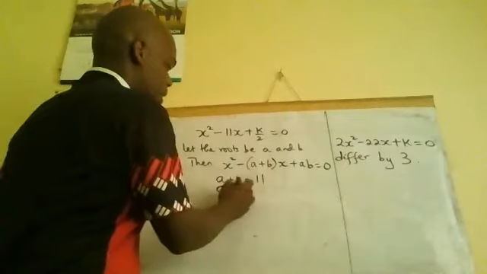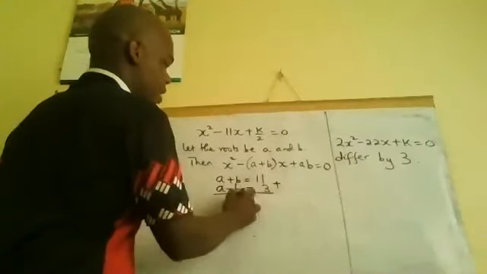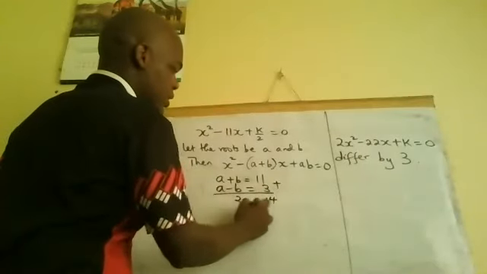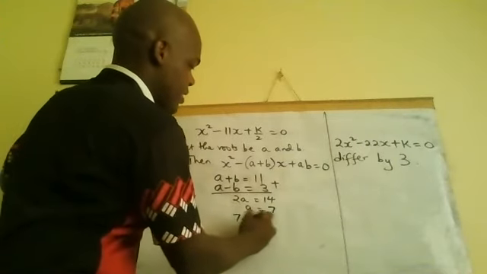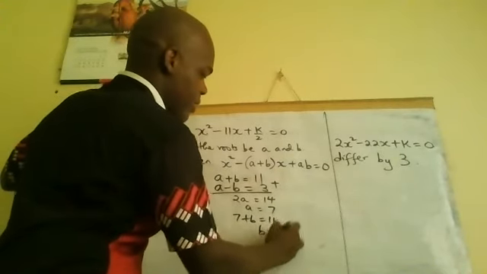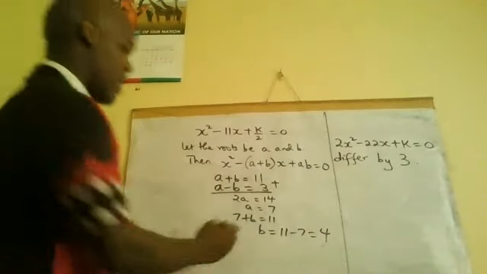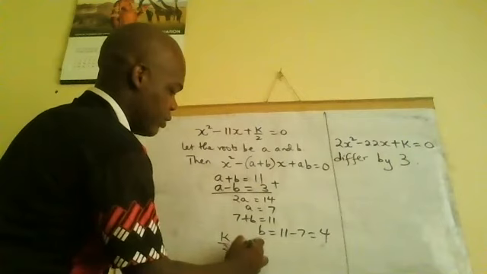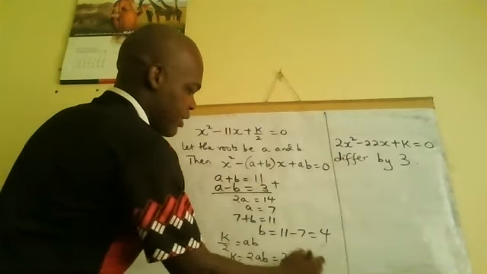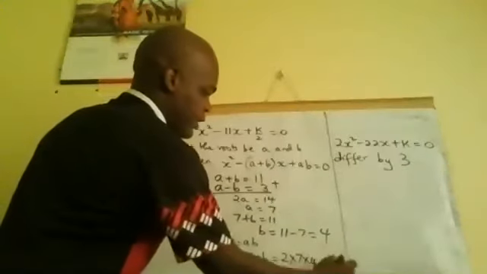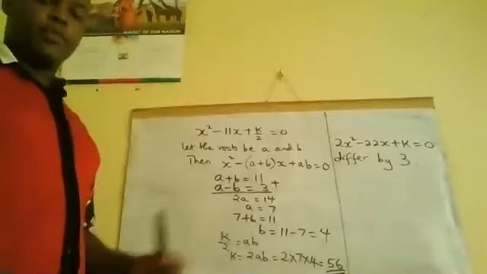Then you have been told that the roots differ by 3, so a minus b is 3. If I add, I'll get 2a is 14, so a is 7. If a is 7, then 7 plus b is 11, so b will be 11 minus 7, which is 4. Then k over 2 is equal to ab, so k is 2ab, which is 2 times 7 times 4, which is 56. As simple as that.